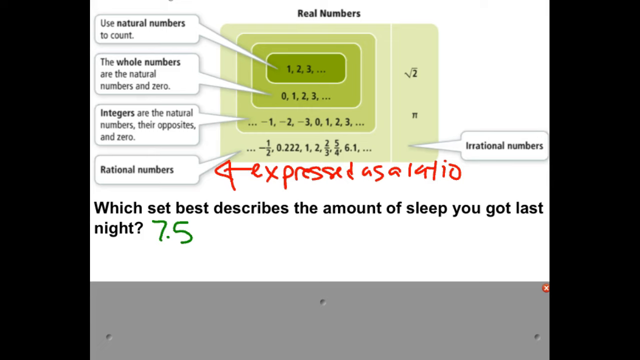Well, I didn't get a full 8 hours or a full 7 hours, which means I'm not talking about integers. And if you're not talking about integers, you're also not talking about whole numbers and natural numbers. Those numbers can express what you got for sleep, but they can't include all of the options that we have. So our best option on this is actually the rational numbers, because I didn't get a whole number. I got part of an hour of sleep. So in this example, we're going to have the rational numbers.